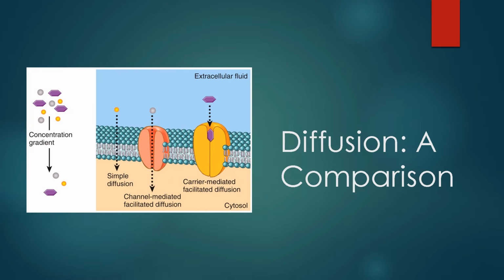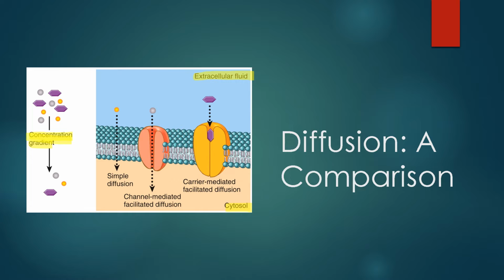So here we can see a nice little visual comparing these types of diffusion. Again, we have this concentration gradient visual here on the left, showing a higher concentration of all three of these molecules, the purple, gray, and gold molecules, on the extracellular fluid side, and a lower concentration on the cytosol side.